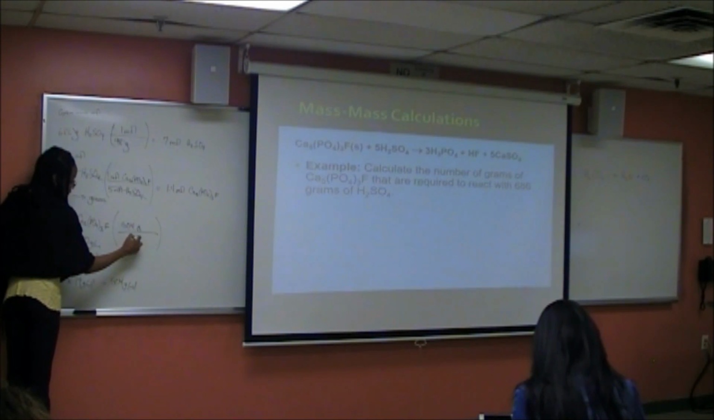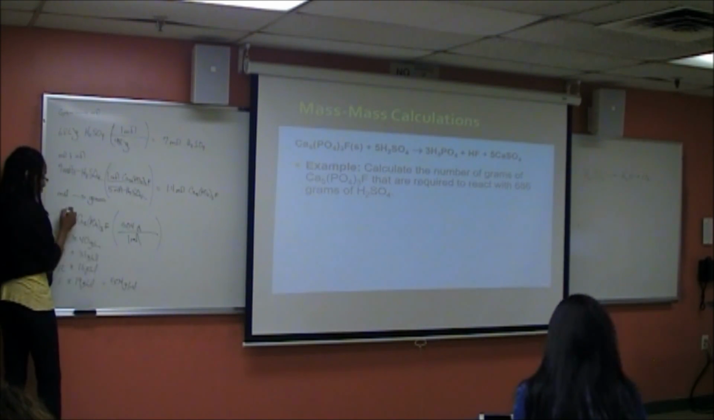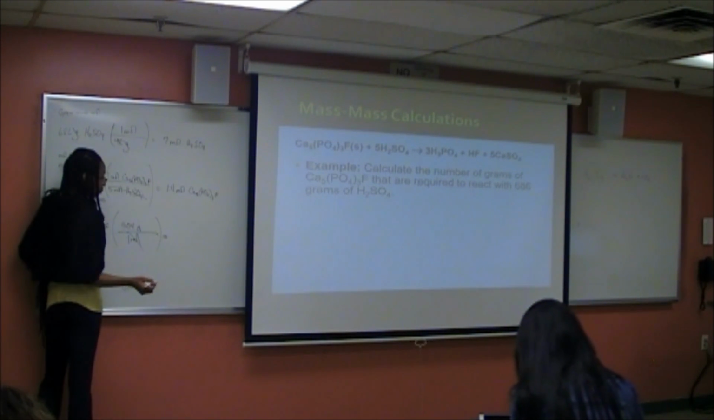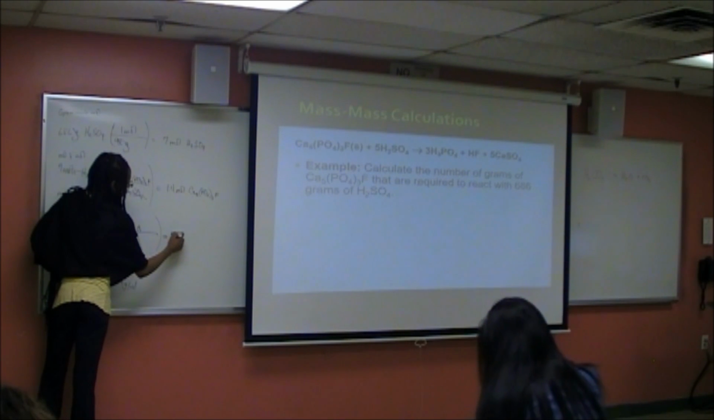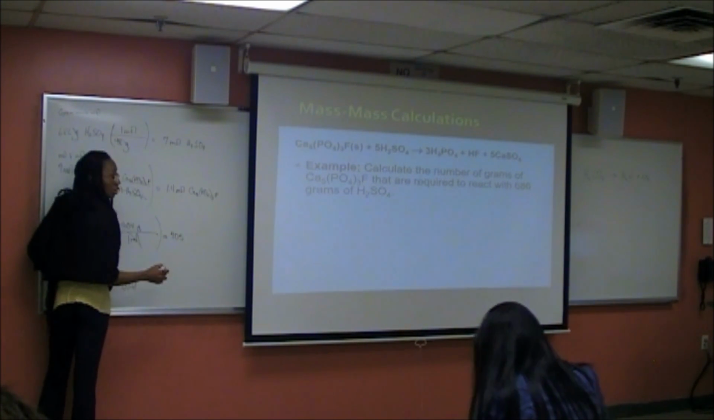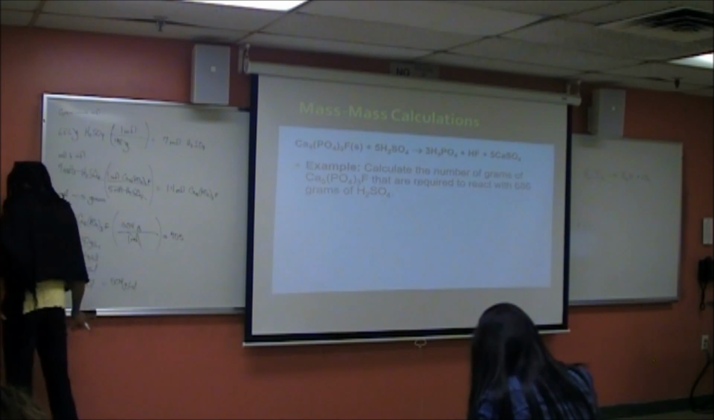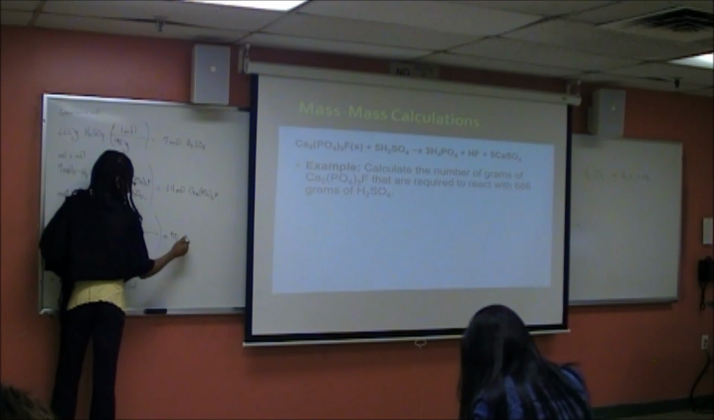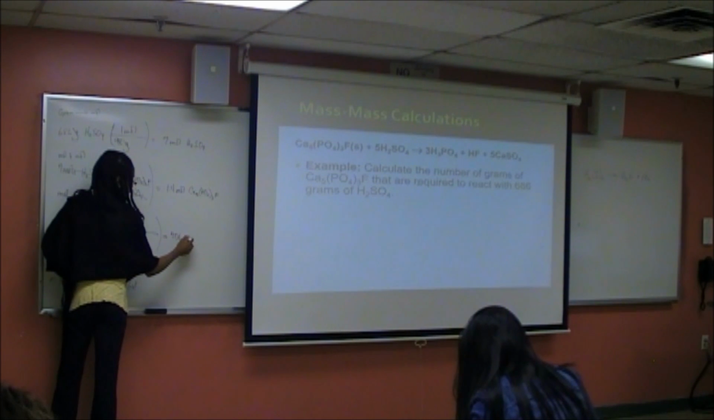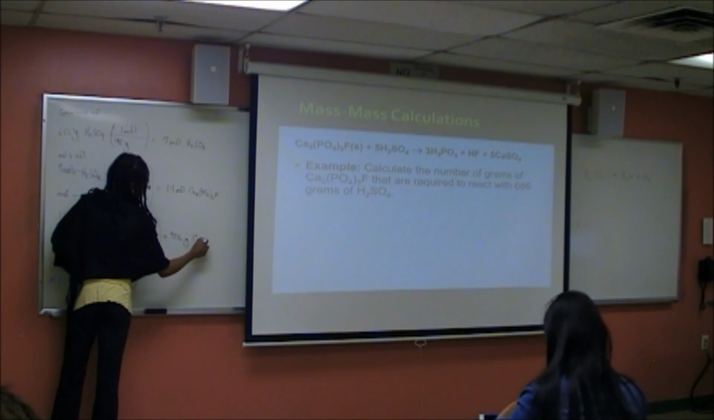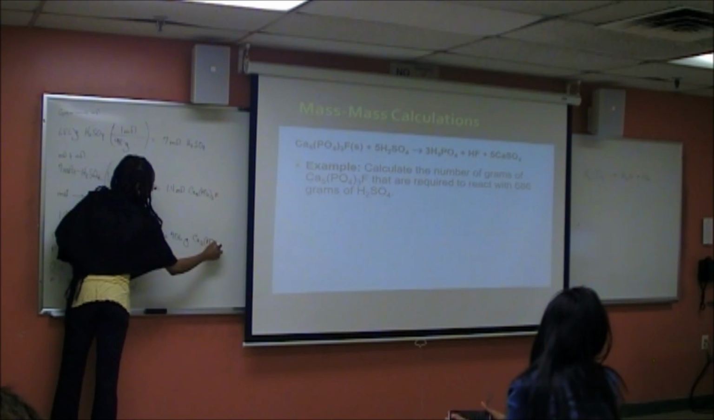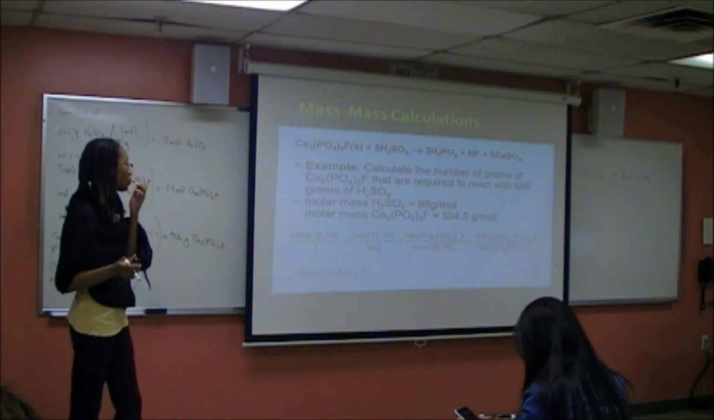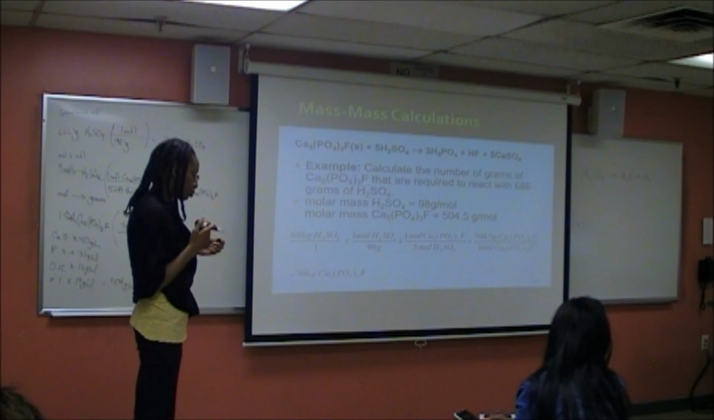So how does that set up in here? 504 grams over 1 mole. Moles cancel out, multiply across, divide by the bottom, what do we get? 706, with 3 significant figures. That's what I got too.